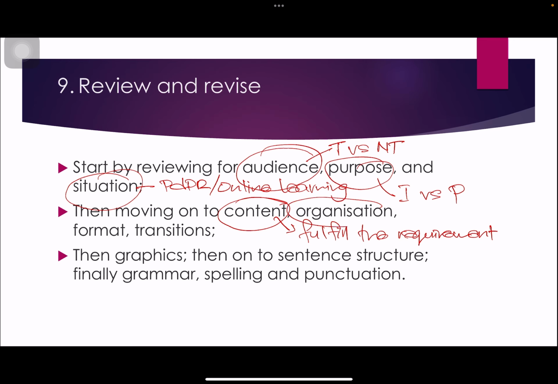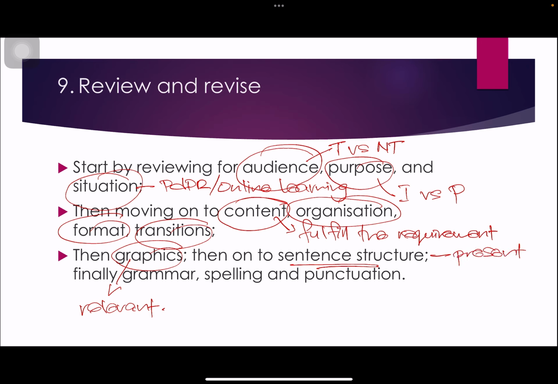And then how do you organize your points? Remember the format; this is under format as well, and then the transitions from one main part to another. For graphics, you need to make sure that they are relevant to the point you are presenting. Then sentence structure will be in the present tense. Remember, when you are presenting a product, it is on that day itself, so you are like a representative of a company presenting the latest product.